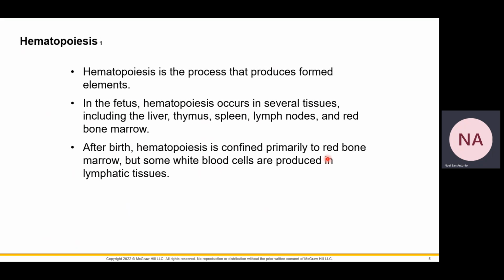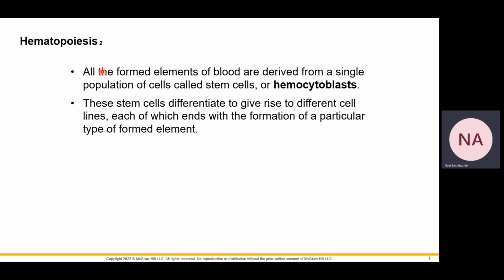But there are some white blood cells that are also produced in our lymphatic tissues. But again, the production of the majority of the formed elements of the blood takes place in our red bone marrow. And that process, again, is called hematopoiesis. So, all of those formed elements of the blood are derived from a single population of cells called stem cells.